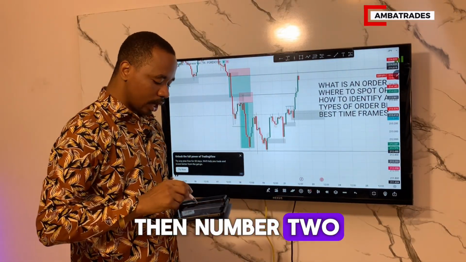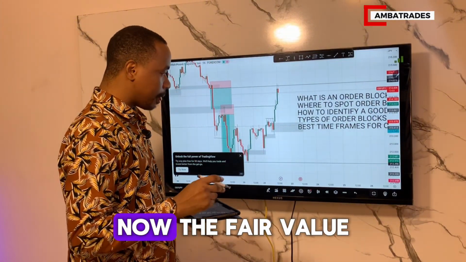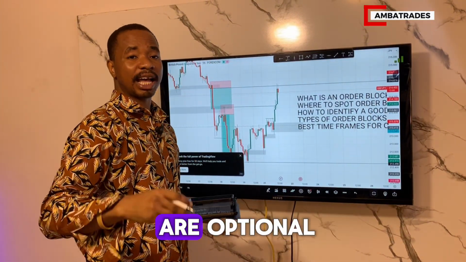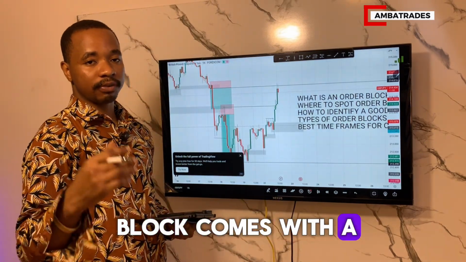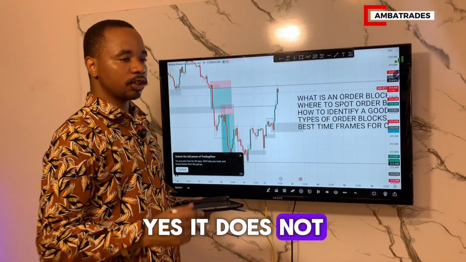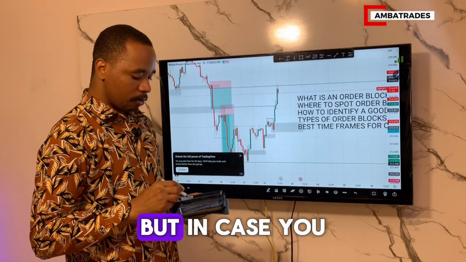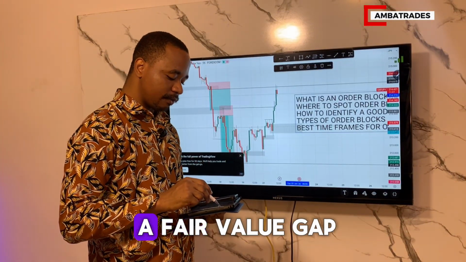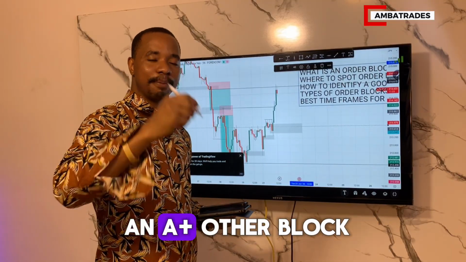Then number two, it must have a fair value gap. Now, the fair value gap in most cases is optional because not every order block comes with a fair value gap. It does not mean that an order block without a fair value gap is not a good order block. But in case you spot a block with a fair value gap, what you need to understand is that order block is an A plus order block.